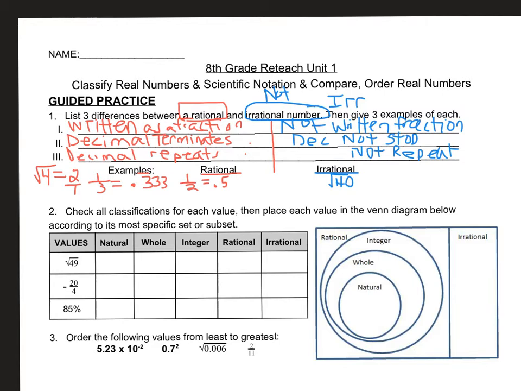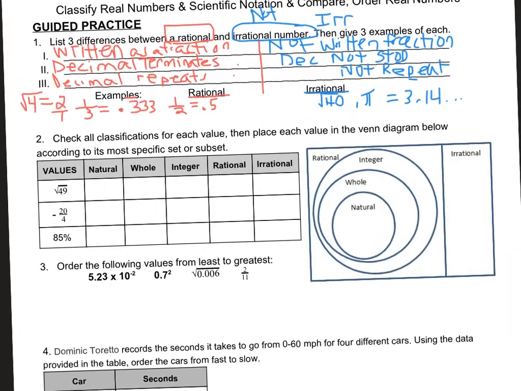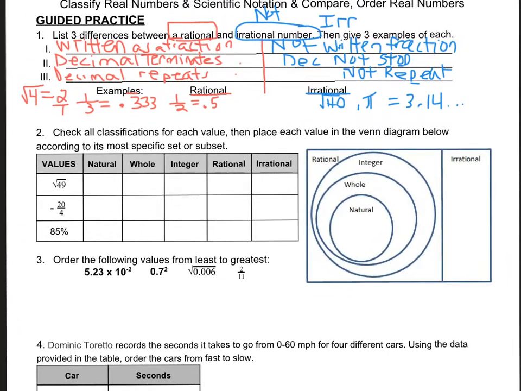Pi is another number that you have learned about, and that's approximately 3.14... If you type the pi symbol in your calculator, you will see that that's what you get, this long number whose decimal doesn't stop and doesn't terminate. It doesn't repeat itself. All right, so now that we've reviewed a little bit of the characteristics of rational versus irrational values, it's important that we classify a few numbers.